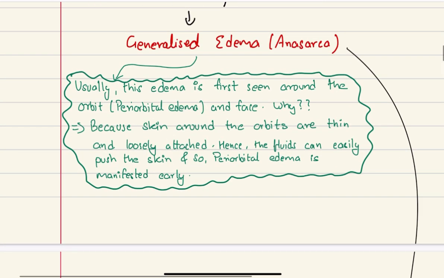Now about this edema, usually it is first seen around the periorbital region, hence periorbital edema and face. So the first sign of edema is periorbital edema. Why is this? Because the skin around the orbits is thin and loosely attached. Hence, any fluid that leaks out from the blood vessels will easily push the skin. Hence, periorbital edema is more prominent, or is manifested early, in nephrotic syndrome.